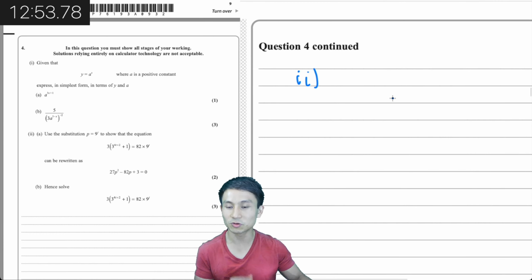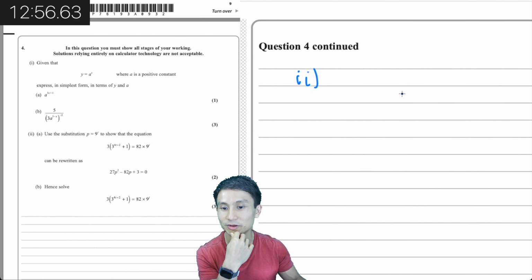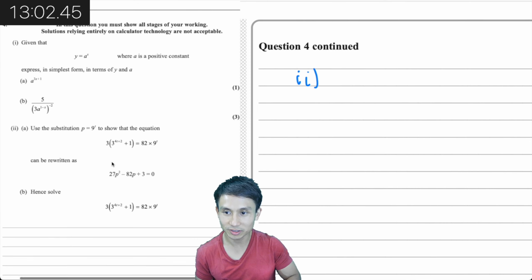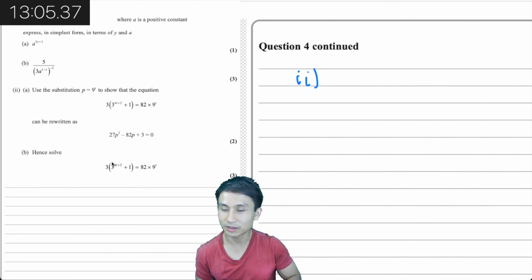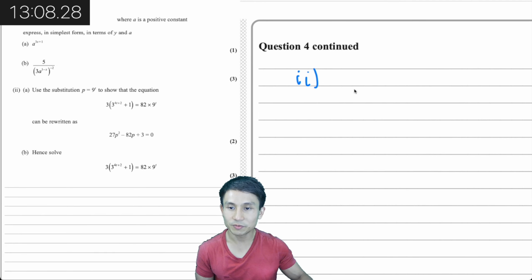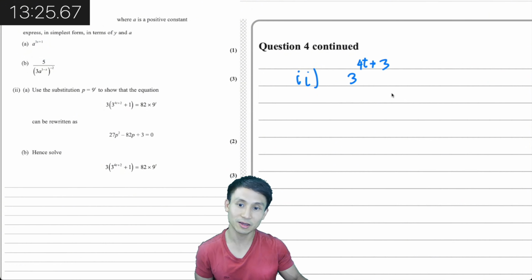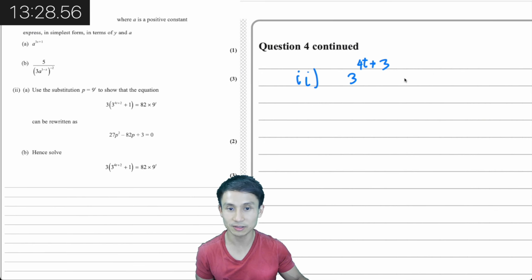Use the substitution p equals 9 to the t to show that the equation can be written as that. So let me just zoom in on the question a little more here. So we have p equals 9 to the t. I'm just going to expand the left side. So we have 3, because 3 is multiplying into the first part, 3 to the 4t plus 2. So that would become 3 to the 4t plus 3, because there's another 3 multiplying with it. It's like you're adding another power there.